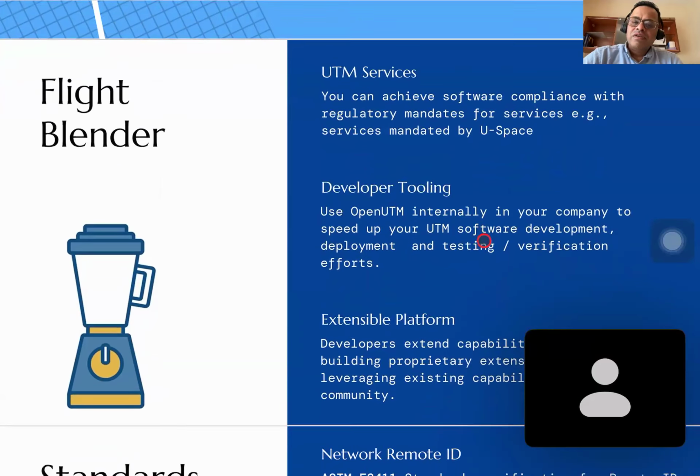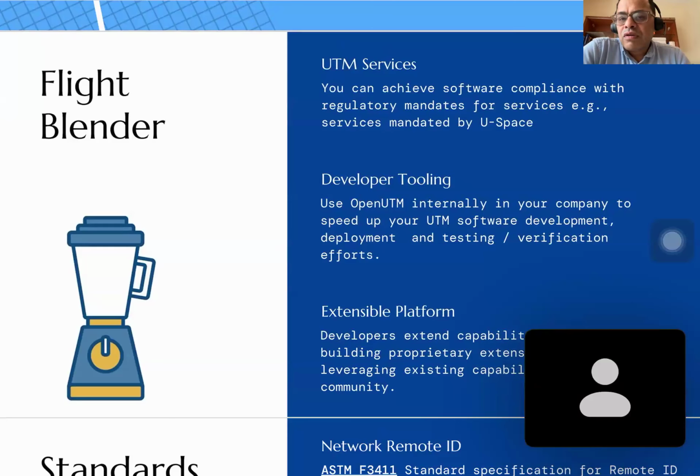One of the benefits of using open systems and open solutions is that you can then customize it for your own jurisdiction and develop a lot of understanding and expertise of how UTM works. So essentially, as I said to you, Flight Blender and OpenUTM is an extensible platform. So I would really encourage you to take a look at the GitHub if you have an interest in UTM and BVLOS flights, and then understand how, for example, the ASTM standards work.